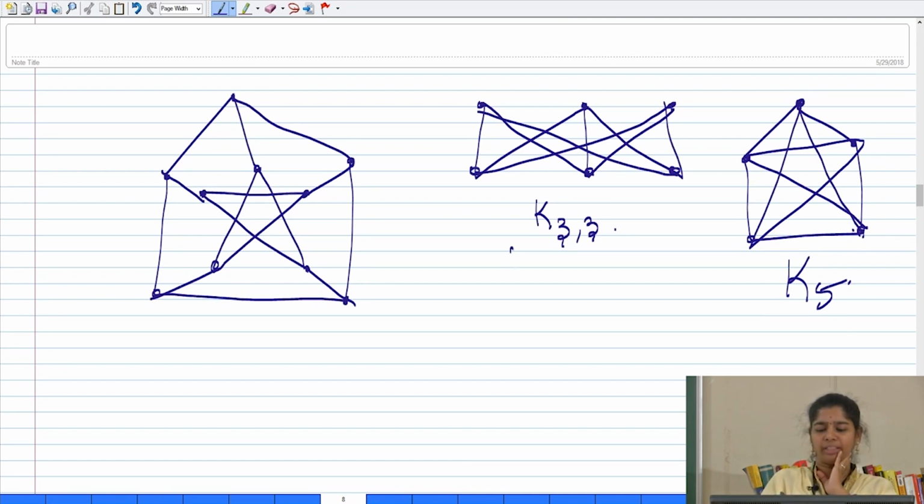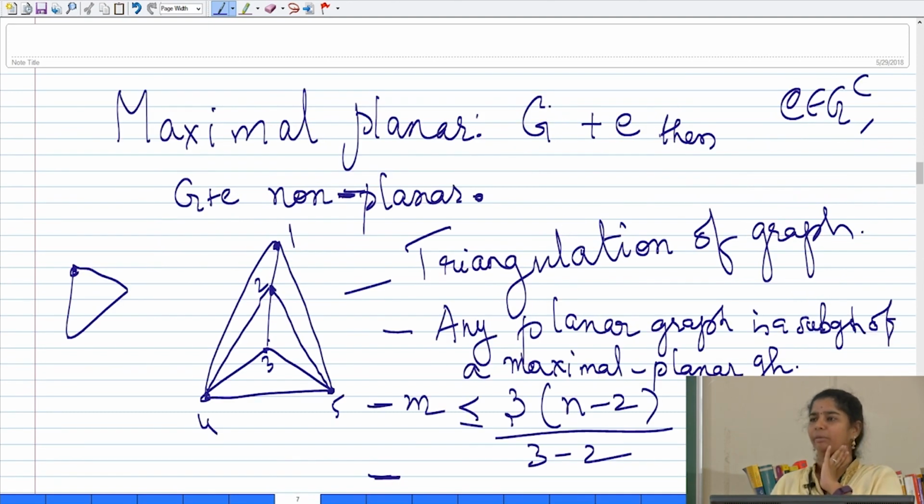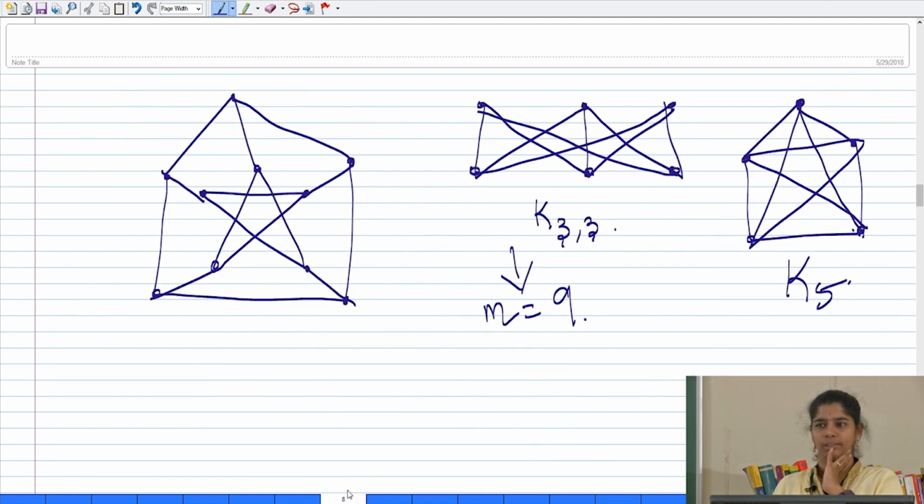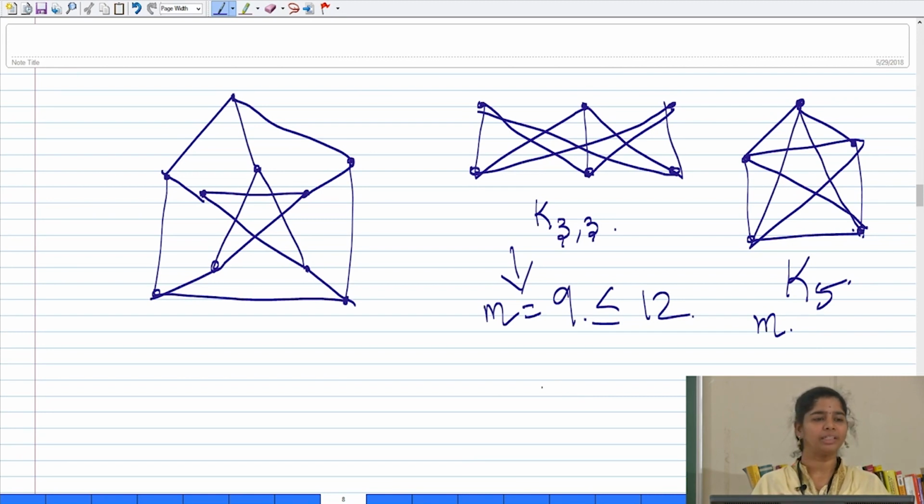Suppose I look at K33, how many edges are there? Each vertex is of degree 3 and 9 edges, right. And we know from our previous result that m should be less than or equal to 3n minus 6. So, what is 3n minus 6? Even the same argument you can try here also. 3n minus 6 is 12, is it? Obviously, with just this one condition, I am not able to use my previous theorems, right.